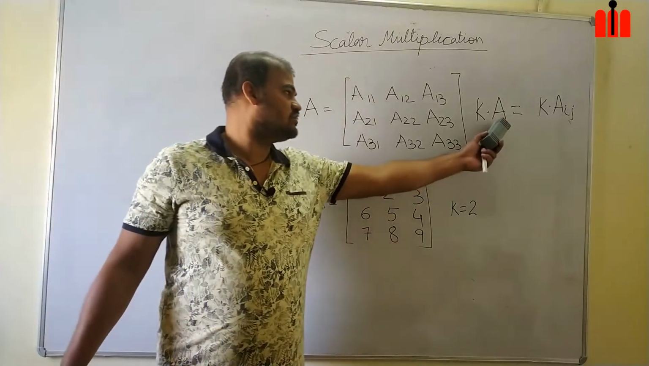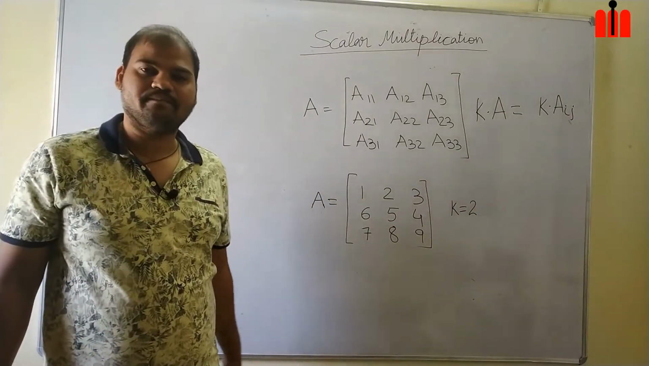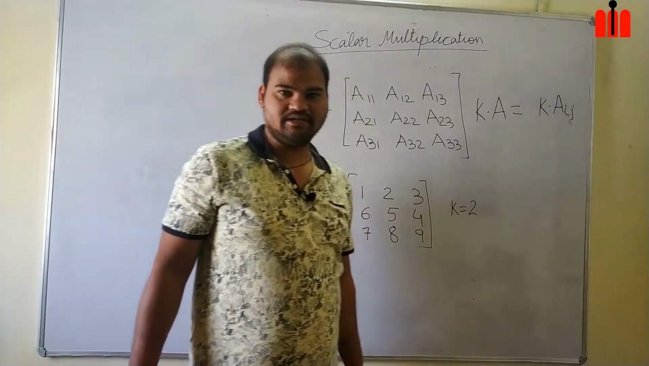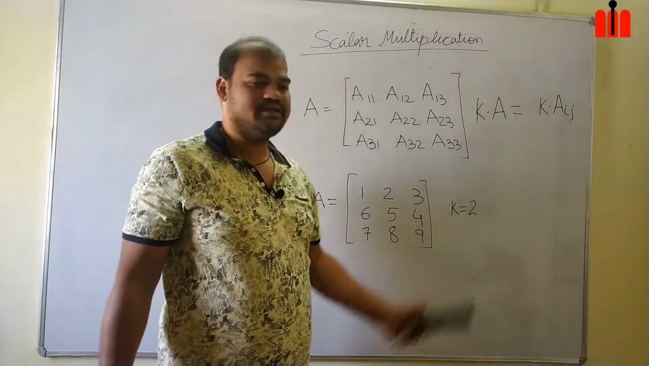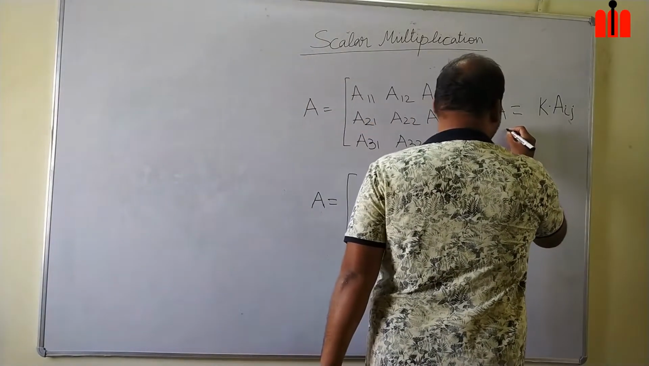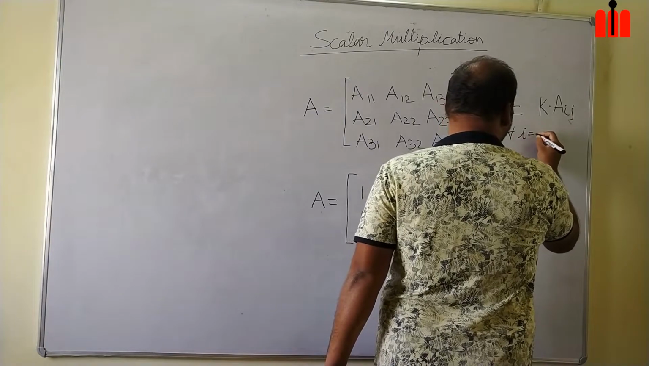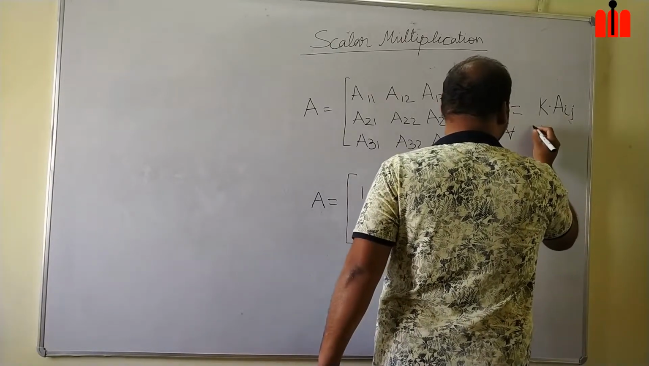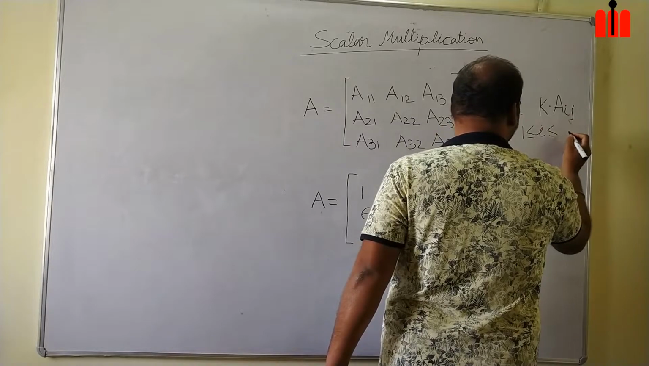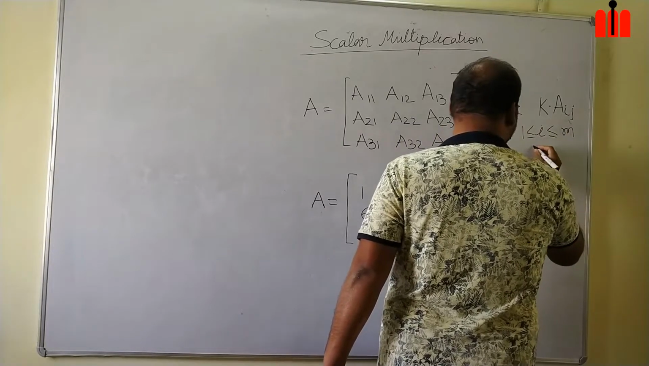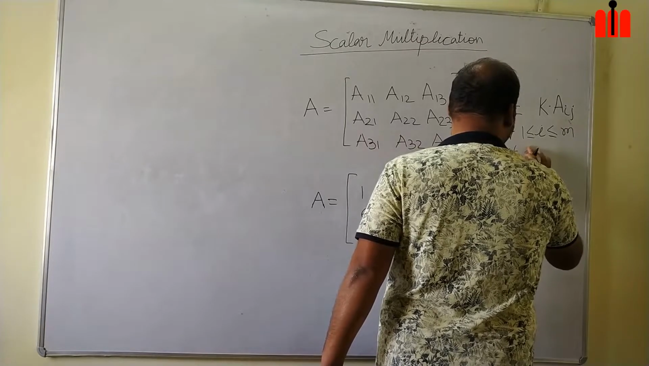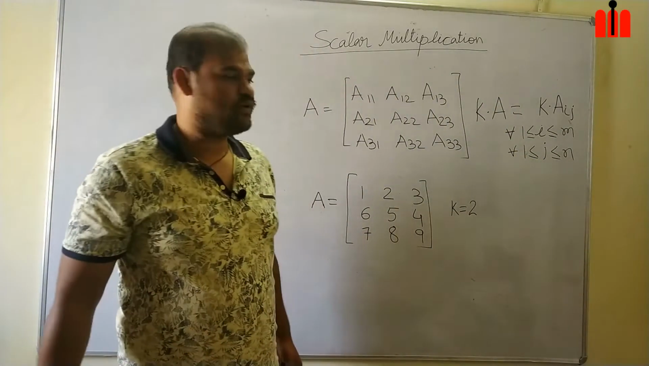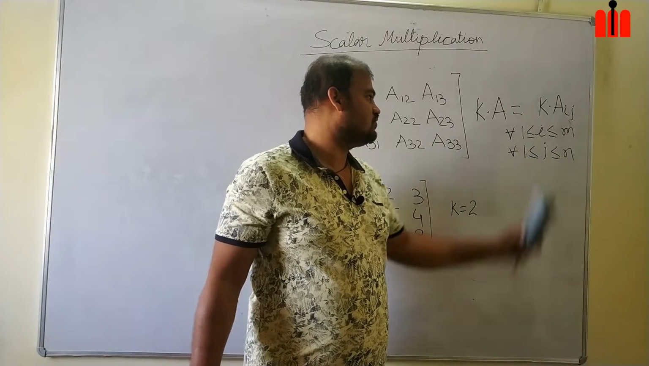Okay, which is equal to k into aij. Now, how do we cover the entire matrix where aij represents each element? To cover the entire matrix, i is greater than or equal to 1 and less than or equal to m, and j is equal to 1 to n. Okay, i is from 1 to m and j is from 1 to n.